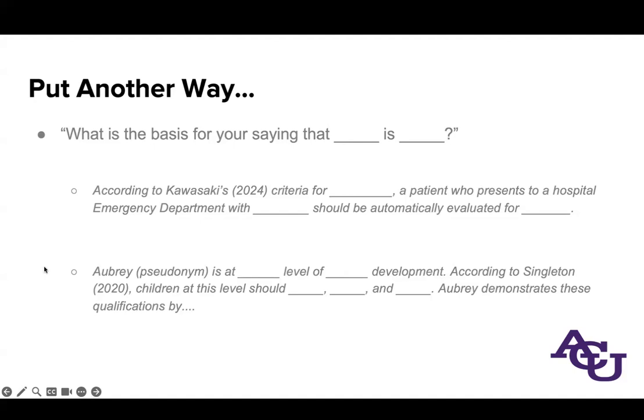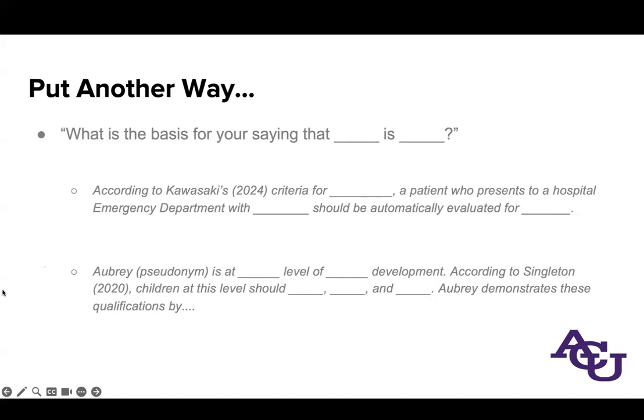Now, we could use the same formula to talk about something earlier. We could say, Aubrey is at an age-appropriate level of development as a 2-year-old. According to Singleton, children at this age should be able to whatever they do, and then give specific examples. Aubrey demonstrates those by.